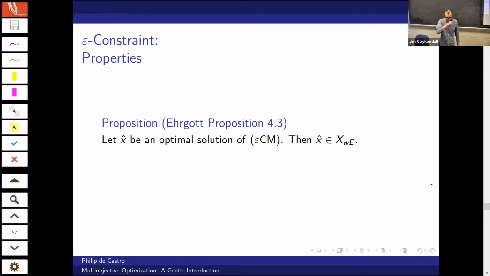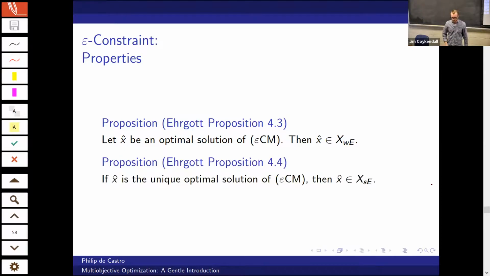So let's see this at play. Well, not yet. Actually, we're going to look at some results. If you have an optimal solution of your epsilon constraint method, then you can guarantee it's weakly efficient. Great. That's what we want. Whenever we do these methods, we always want to make sure we're solving the original problem and not just some random single objective problem. So we can guarantee we're going to get weakly efficient. However, if we have a unique optimal solution to the epsilon constraint method, then we can do better. We can guarantee that it's efficient. So that's nice.